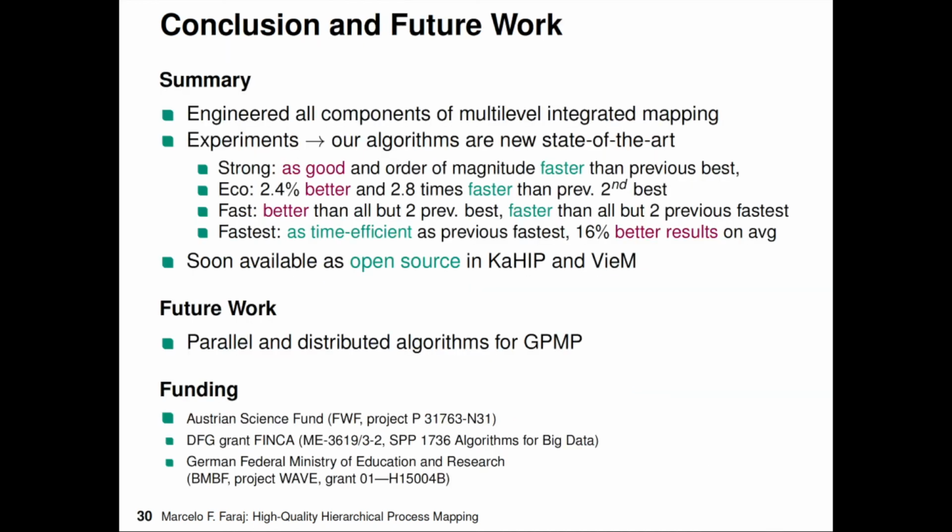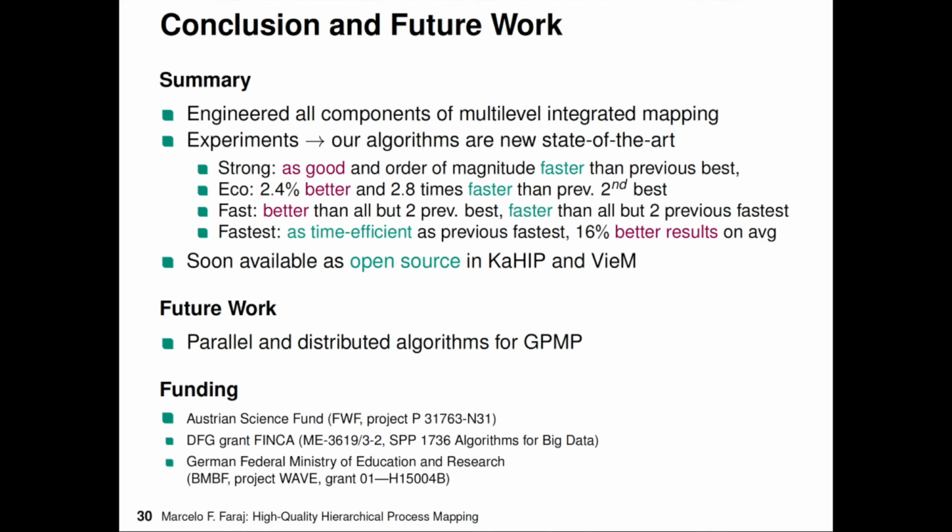In summarizing, we engineered all the components of a multi-level integrated mapping algorithm. We did a lot of experiments to tune our algorithms and then to compare with the state of the art. And we came to the conclusion that our algorithms become the new state of the art. In particular, the strong version of our algorithm is, on average, as good and an order of magnitude faster than the previous best algorithm. The eco version of our algorithm is 2.4% better and 2.8 times faster than the previous second best algorithm.